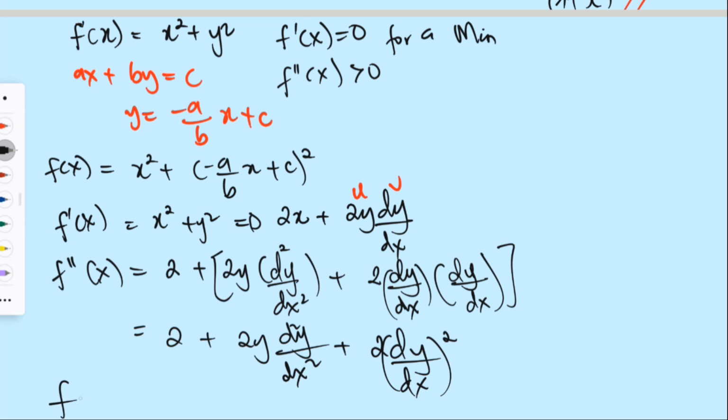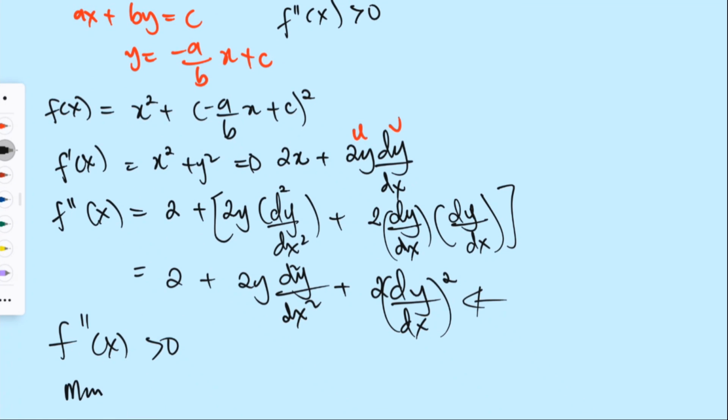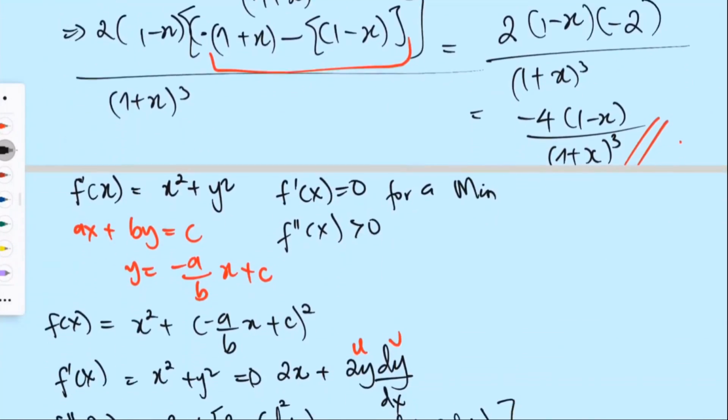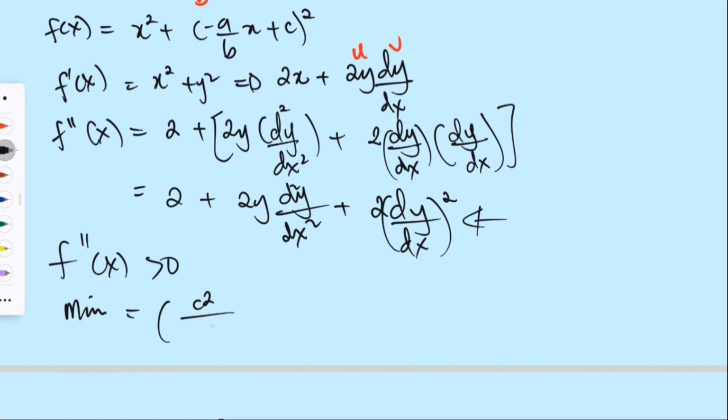So this is what we want to show that is greater than 0. F double prime of x has to be greater than 0. So when we substitute all its values in here, that value should be greater than 0. And then we should even show that the minimum value would be, I think it was a squared over b squared, let's see, c squared. Okay, we have to show that the minimum value will be c squared over a squared plus b squared.